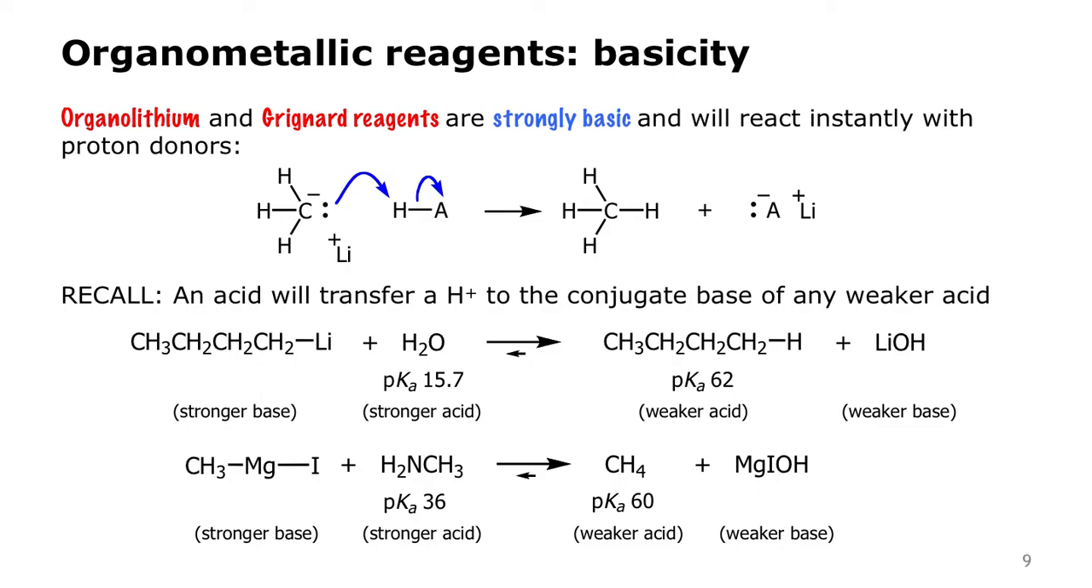In this example, you notice down here, where this is an amine, its pKa is 36. So that is a stronger acid than this. So this equilibrium is going to lie to the right. It always favors the weaker species.